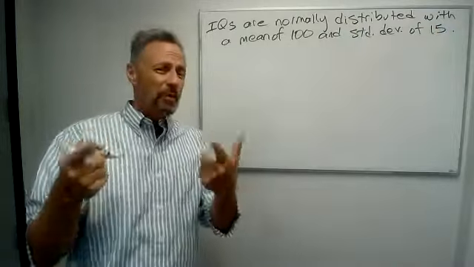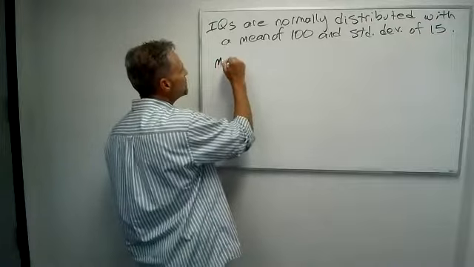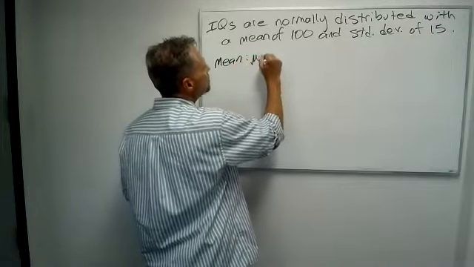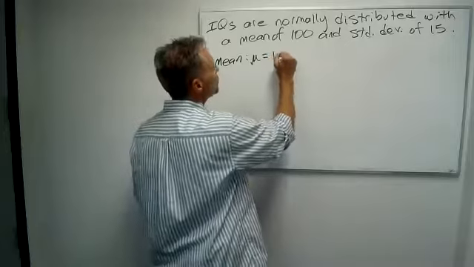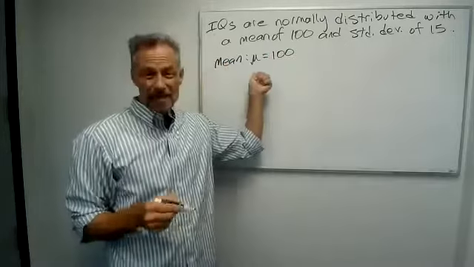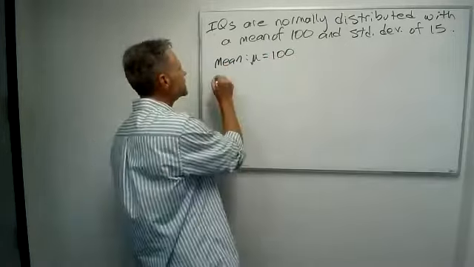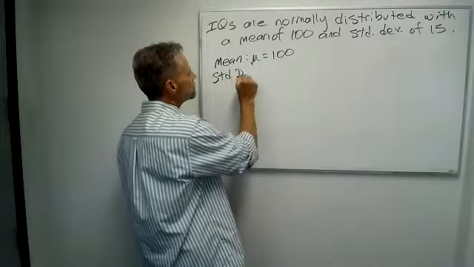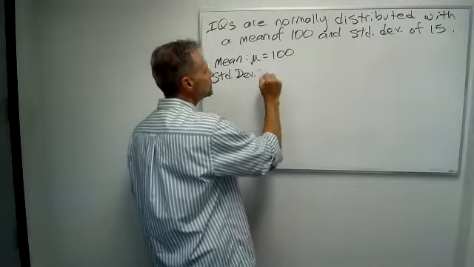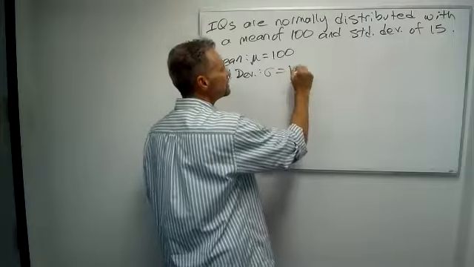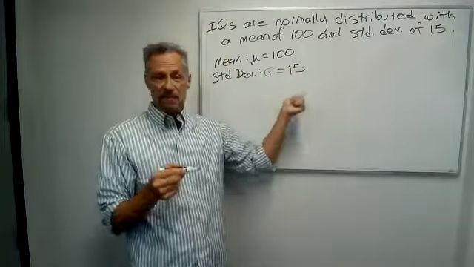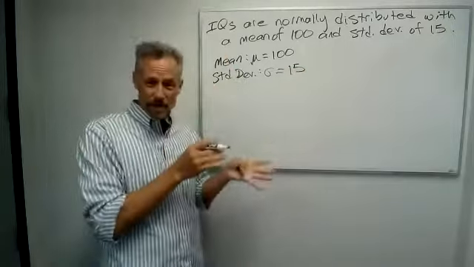Now, I'm going to use the population mean notation. So the mean, mu equals 100. We would use X bar if it was just a sample. And the standard deviation, sigma, is 15. And that would just be S if it was a sample. Okay, so we know that.